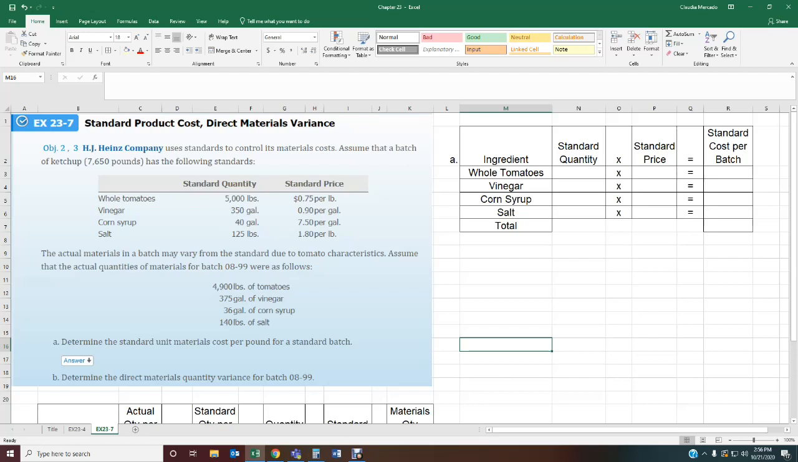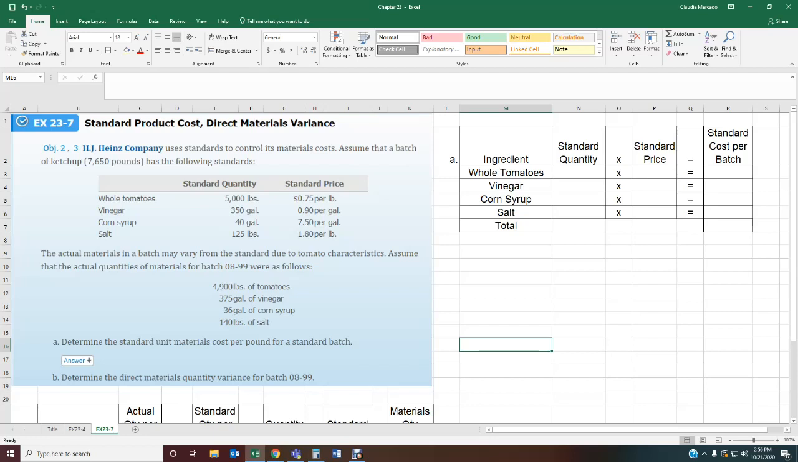And we have two requirements in this problem. The first requirement is we're going to determine the standard unit materials cost per pound for a standard batch. So very important here, they're asking you for the standard unit material cost per pound for a standard batch. So this has nothing to do with actuals. This is all standard information.